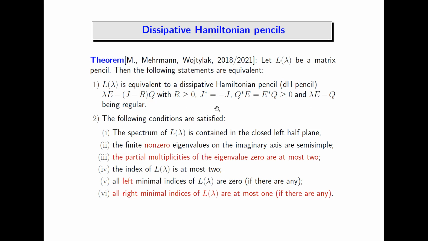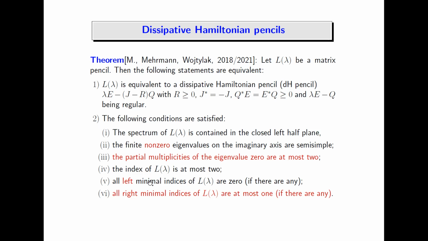But if you assume this, then again one can show that this is equivalent to the following conditions, where listed here in red are the differences to the case with Q equal to the identity. So still the spectrum is contained in the closed left half plane, and the finite non-zero eigenvalues that are on the imaginary axis are still semi-simple. And now the partial multiplicity of the eigenvalue zero can actually be 2. And still the index can be 2 that we had before.